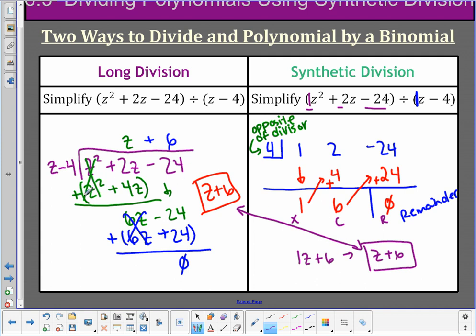Now, it doesn't really matter which one you use. You can use either one you're comfortable with. A lot of people like synthetic because you're only looking at the numbers. You don't need to worry about the variables until the very end when you give your answer. So let's do a couple practice examples.